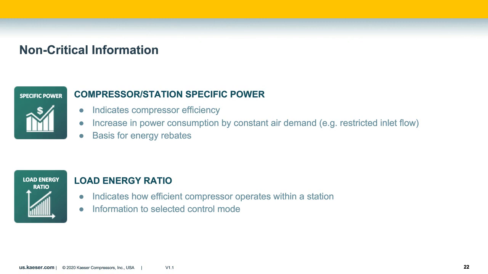Load energy ratio considers total idle energy compared to load energy. Compressors are most efficient when they're fully loaded or they're off, and typically you want to see a high number for your load energy ratio.